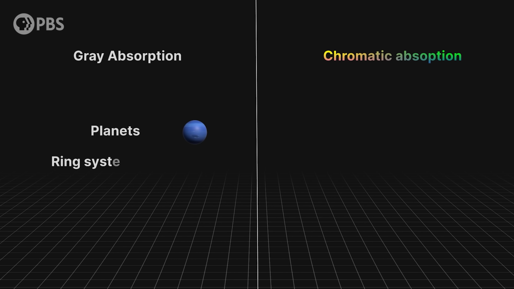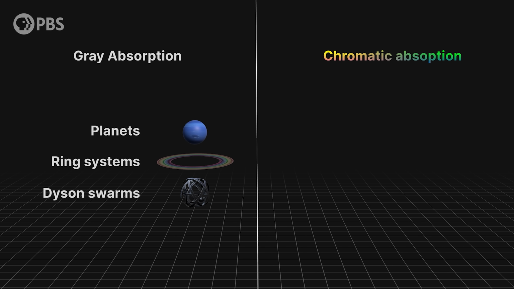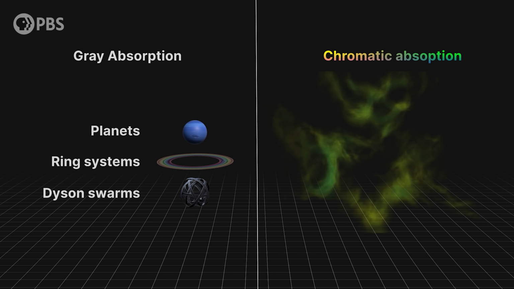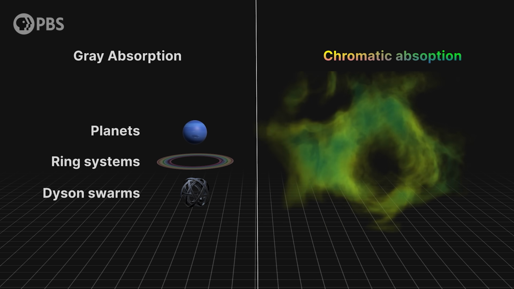And here at last we have a real way to test a hypothesis. Planets' giant ring systems, Dyson swarms, should produce grey absorption. Dust should produce chromatic absorption. In 2018, the Boyajian team published new observations of the star in which they showed that the dimming is indeed stronger at shorter wavelengths, just as you'd expect from giant clouds of dust passing in front of the star.